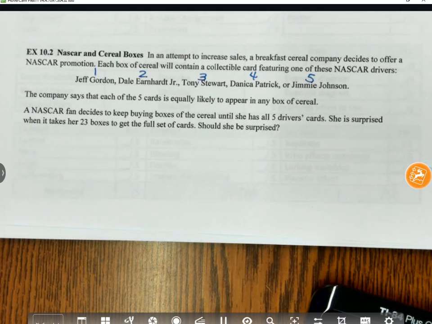The response variable. What am I going to be recording through each of these trials? What's your question? Right, how many did it take until you had one of each of those? So I'm going to say, record how many boxes it took to get one of each of those integers, or one of each of those numbers. And then I do it.